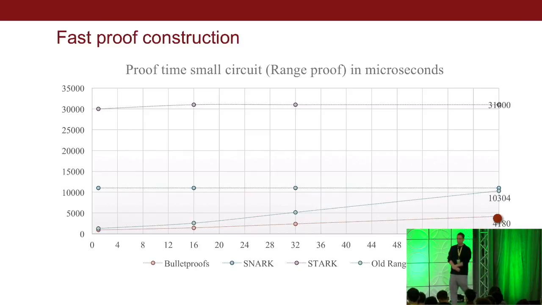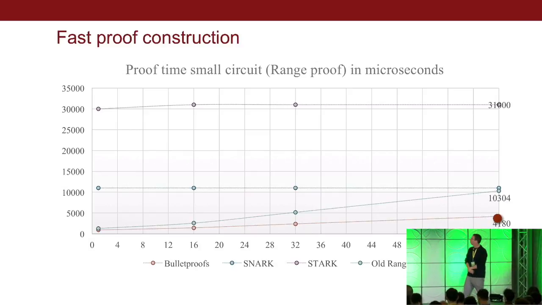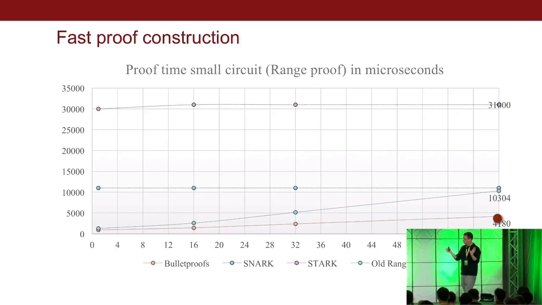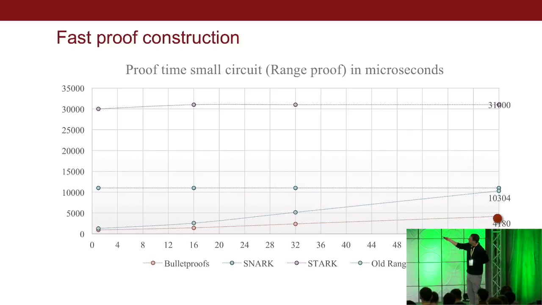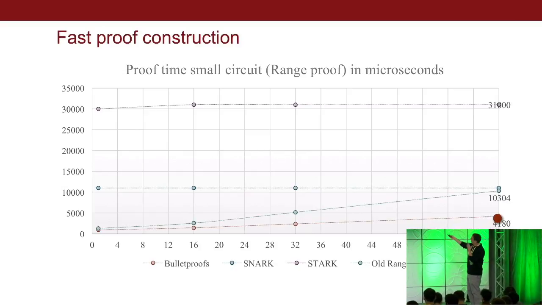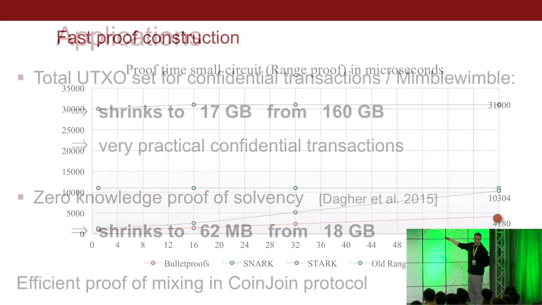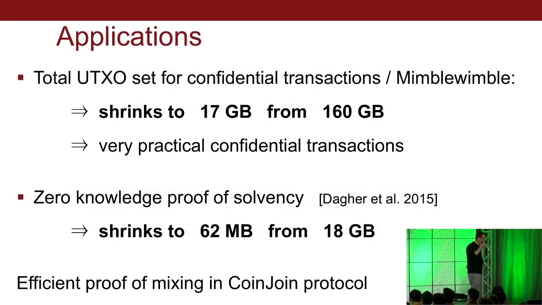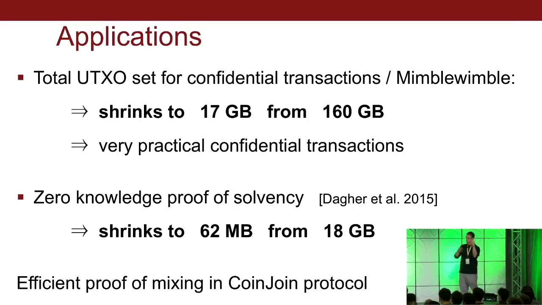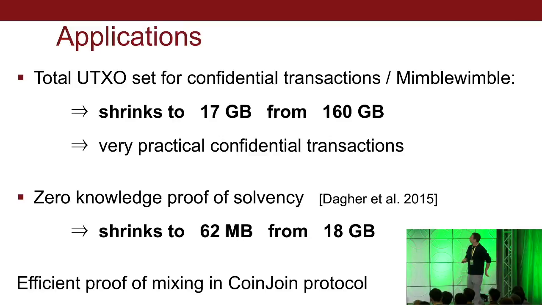So let me tell you about some of the applications just so that you appreciate the numbers here. First of all, I'm talking about Bitcoin, but everything I say applies to other blockchain-based currencies. In Bitcoin, the UTXO set is what miners have to keep in memory. If you use bulletproofs with confidential transactions and a technique called Mimblewimble, it shrinks the blockchain from 160 gigabytes to only 17 gigabytes. So it's an order of magnitude improvement in the size of the blockchain. And again, most of it is because the proofs are so short and are actually aggregatable.